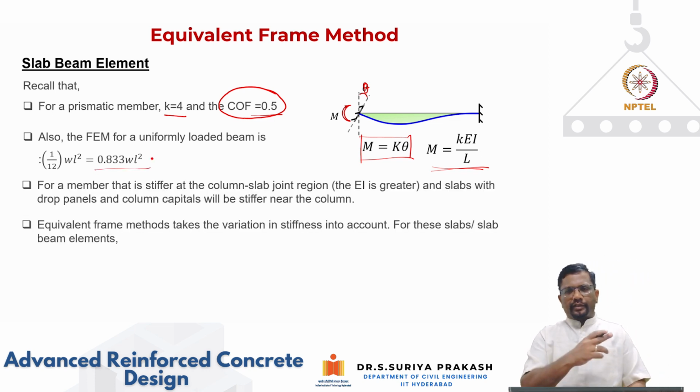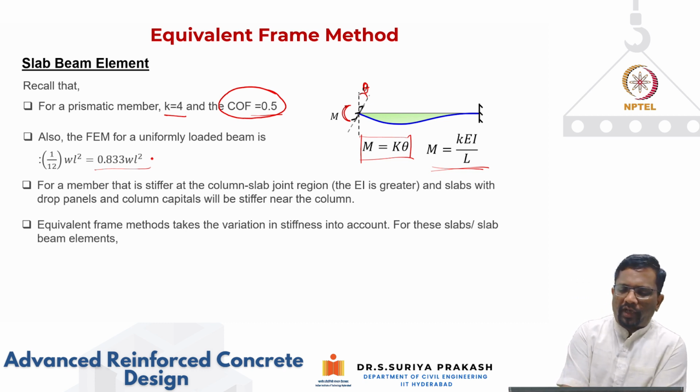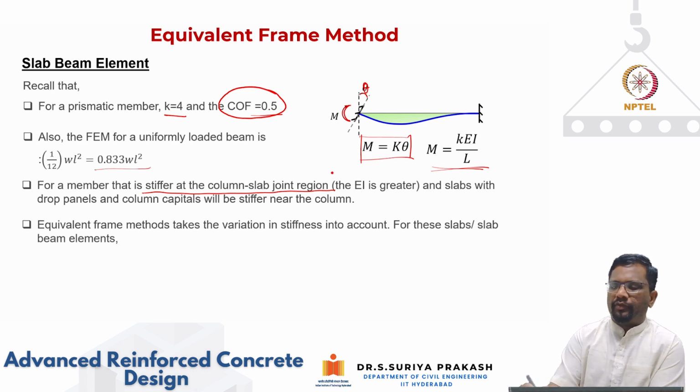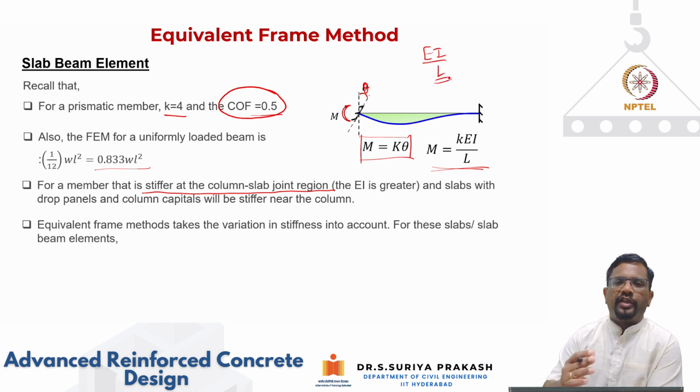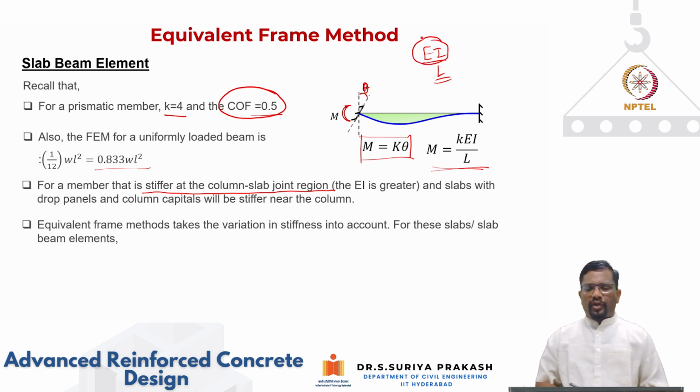Now, in this case, as we have seen in the first slide, your members are not going to be prismatic because you're going to have different supports at different points, right? So you're going to have a stiffer member at the column joint region. Stiffer means usually when we talk about flexure, it is actually EI by L. L is anyway fixed, but EI is going to keep changing. For example, at the slab column joint region, EI is going to be greater.